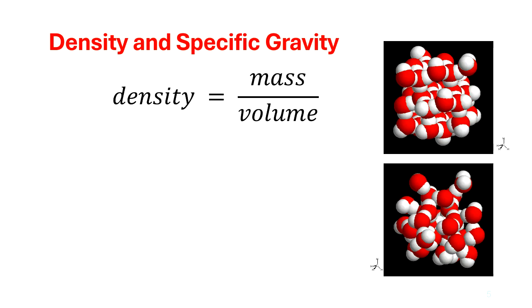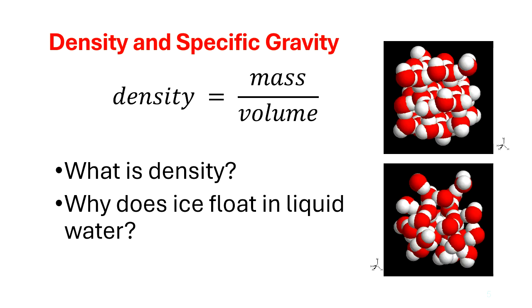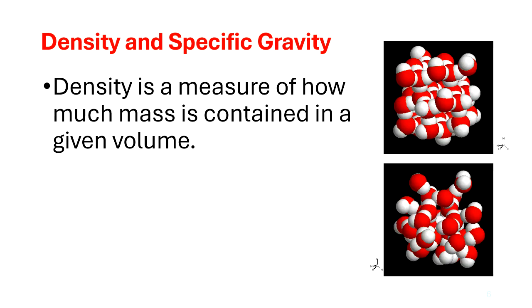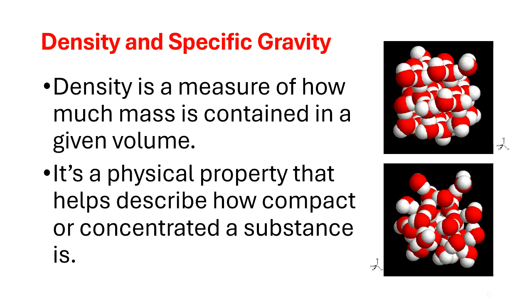Density is mass over volume. However, we have these certain questions. What is really the definition of density? And why does ice float in liquids or water? Now, to define, density is a measure of how much mass is contained in a given volume. So it is a physical property that helps us describe how compact or concentrated a certain substance is.